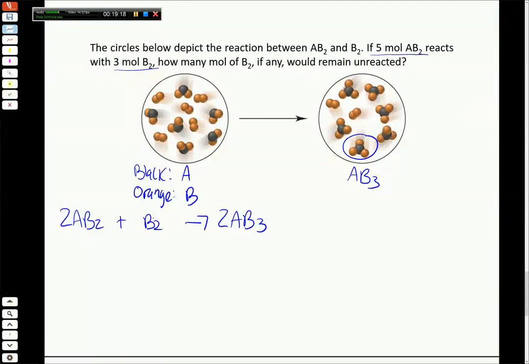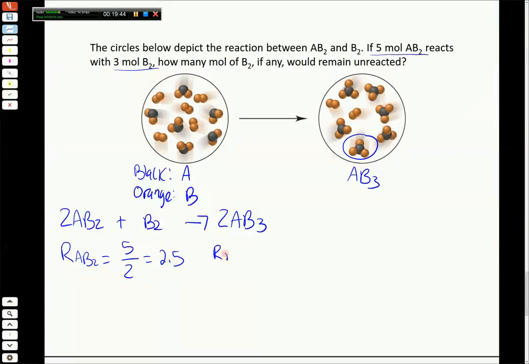And then from here, we just approach this like a typical stoichiometry problem. So we have 5 moles of AB2, 3 moles of B2. We have amounts of both reactants, so we need to figure out which one is limiting. So we use these stoichiometric ratios for AB2. We take the moles of AB2, which is 5, and divide it by the coefficient in the balanced equation, which is 2. So that's 5 over 2, or 2.5.